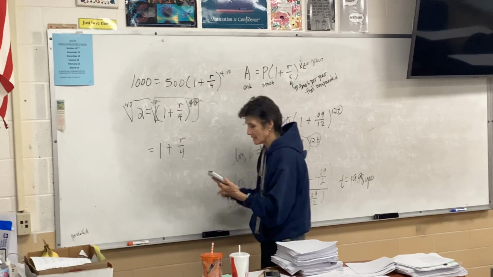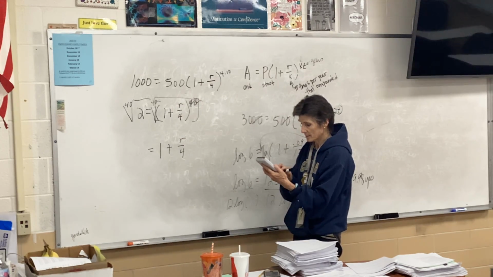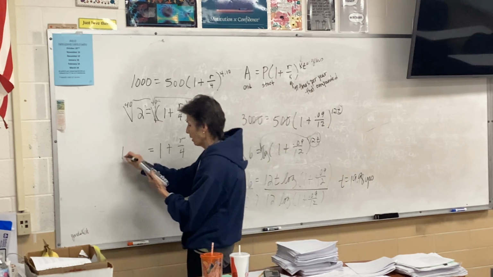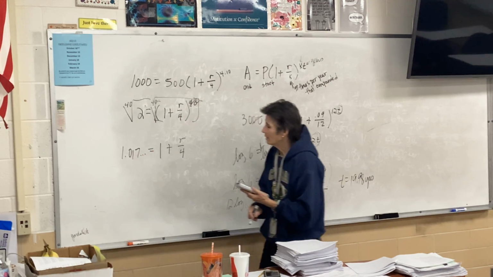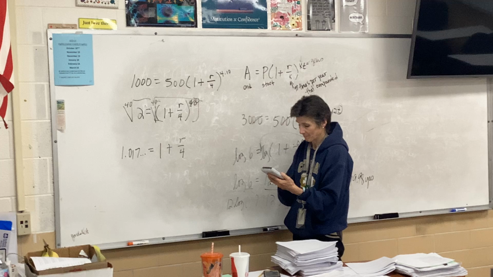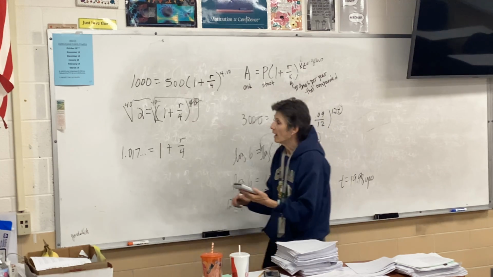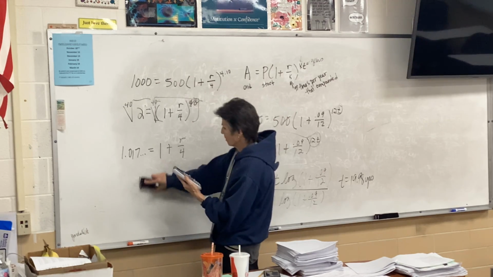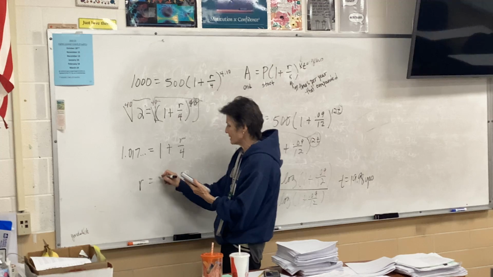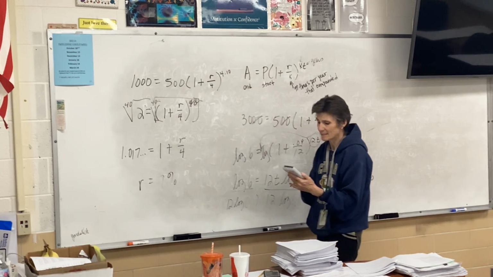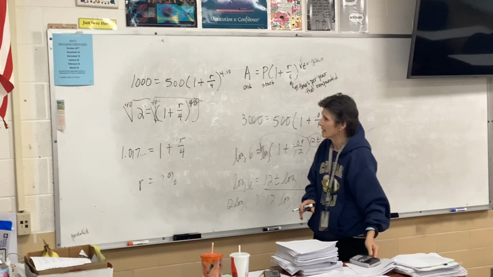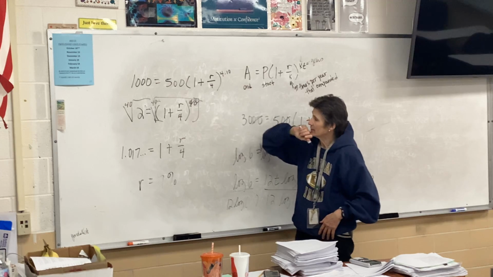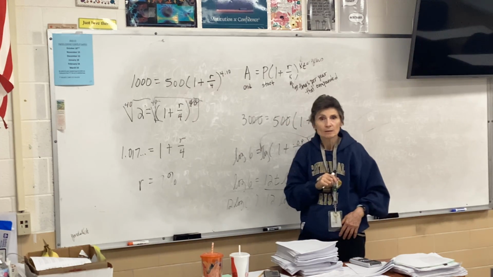Let me write down what I got this time. So 2 raised to the 1 divided by 40. Okay, I wrote that down wrong. It's 1.017. Okay, so then when I subtract 1 and times by 4, I get 6.9%. That actually is almost 7%. That rate is 7%. So it takes a 7% interest rate to double your money in 10 years, compounded quarterly.